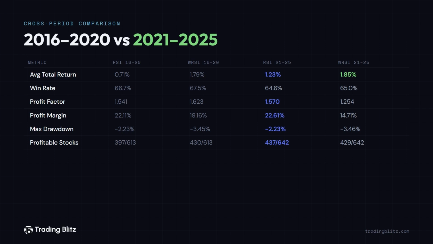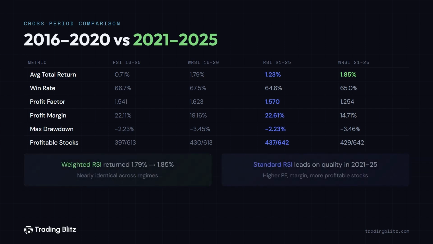Now, the standard RSI also improved from 0.71% in the prior period to 1.23% in the past 5 years. So both strategies performed better in the more recent period, which suggests that the post-2020 market may have created stronger mean reversion overall. But here's the nuance I think is the most important finding in the entire test.